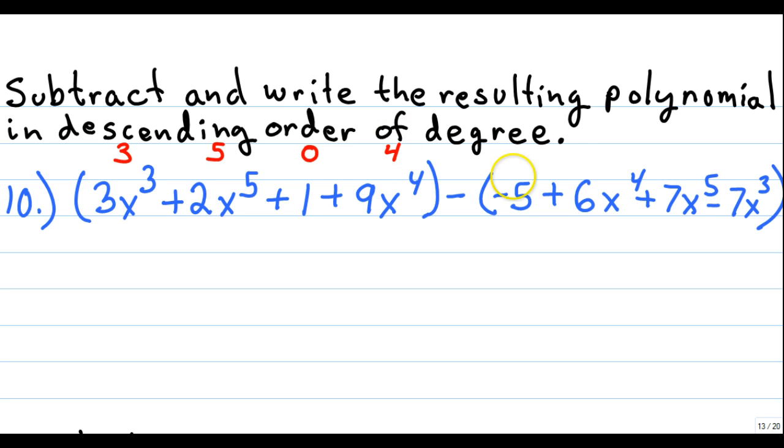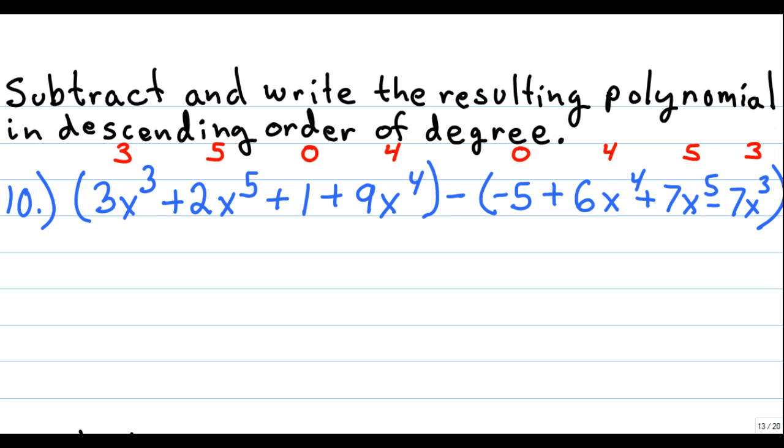If we look at our second polynomial, the degree on the first term is 0. The degree on the second term is 4. The degree on the third term is 5. And the degree on the fourth term is 3.